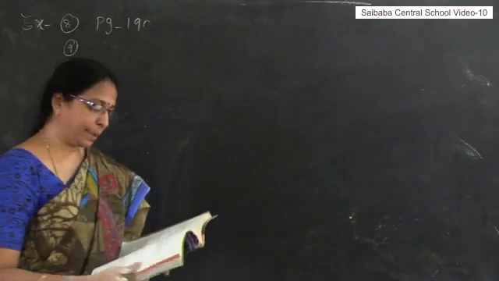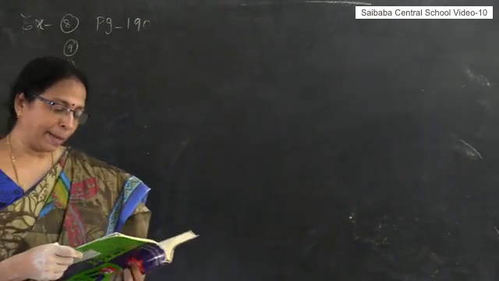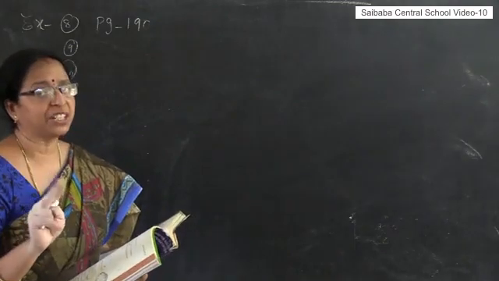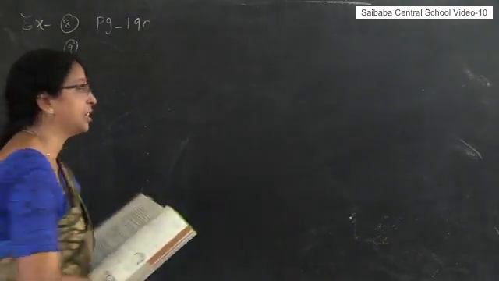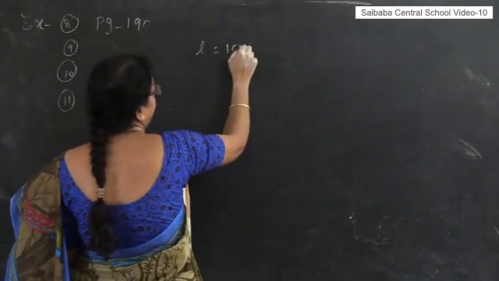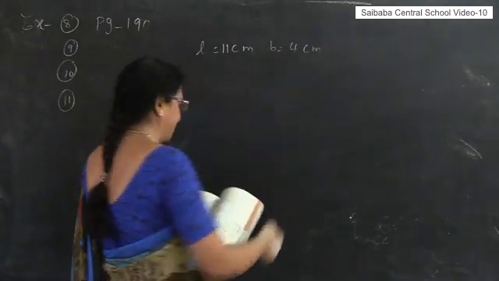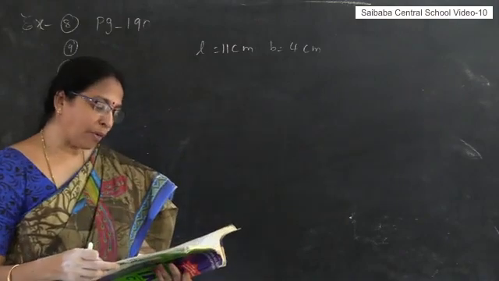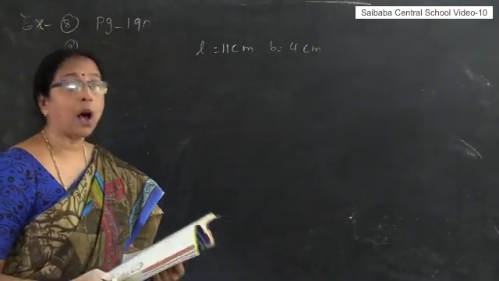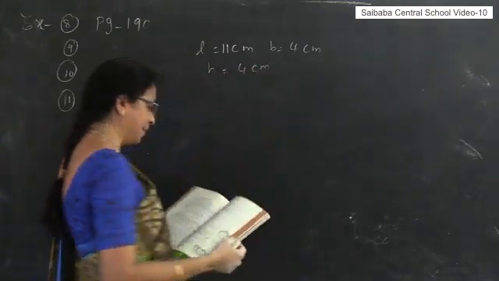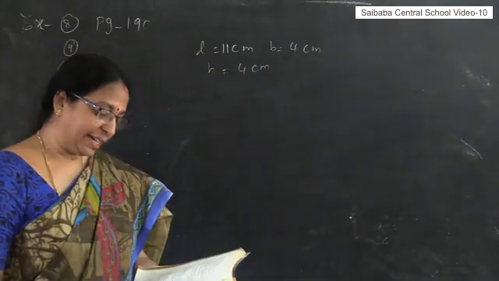See the last example. A rectangular piece of paper 11 centimeter into 4 centimeter. Here they gave only 2 dimensions because it is a 2-dimensional shape. That is length is given 11 centimeter, breadth is given 4 centimeter. It is folded without overlapping to make a cylinder of height h centimeter. So height also given 4 centimeter. Find the volume of the cylinder.